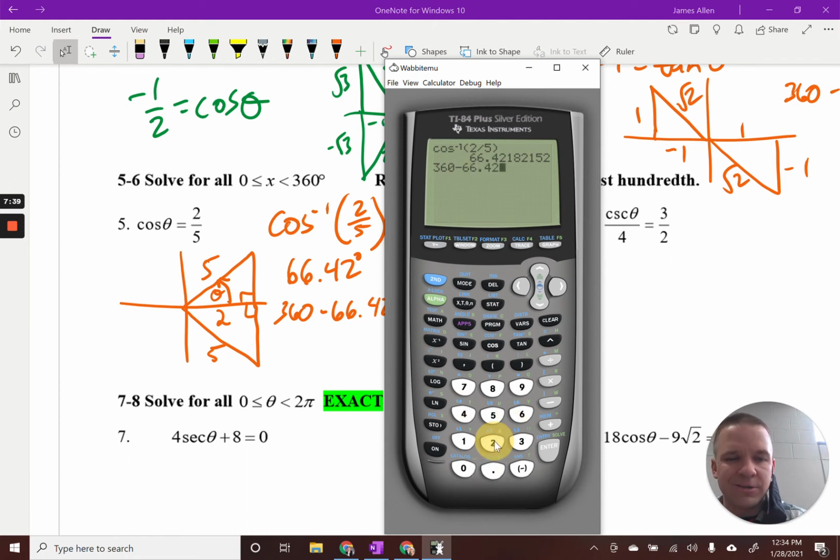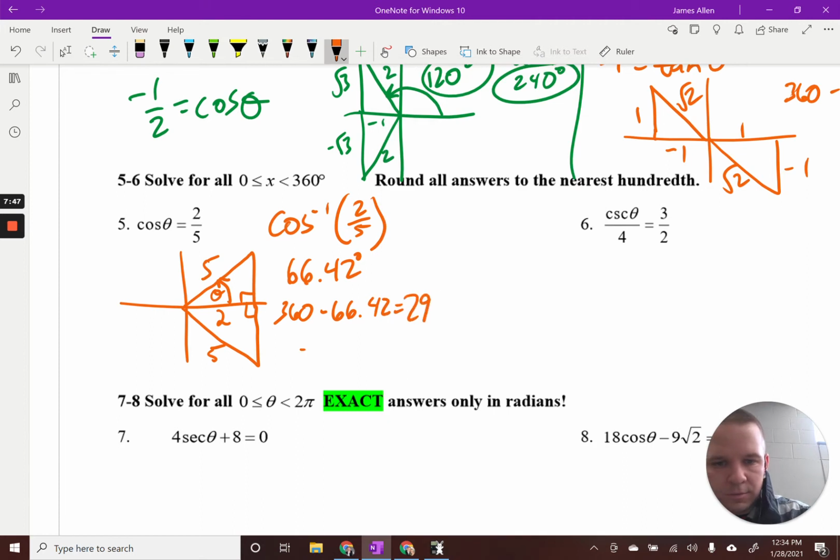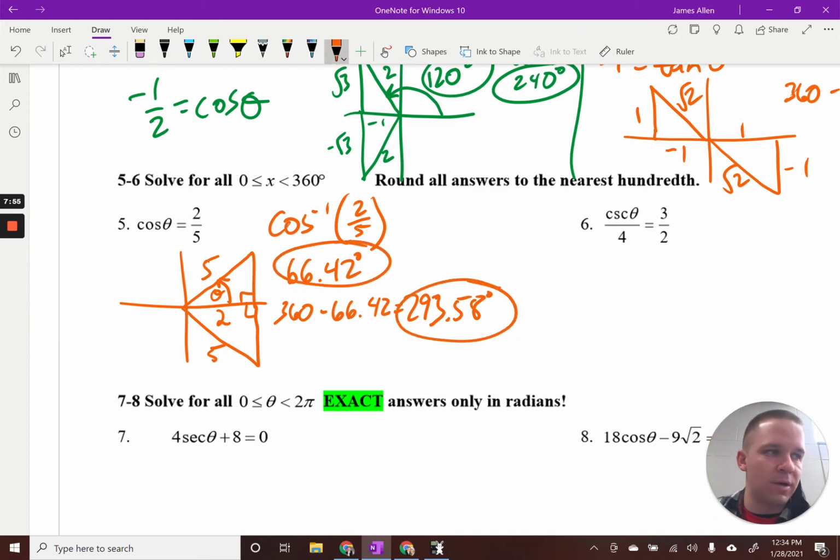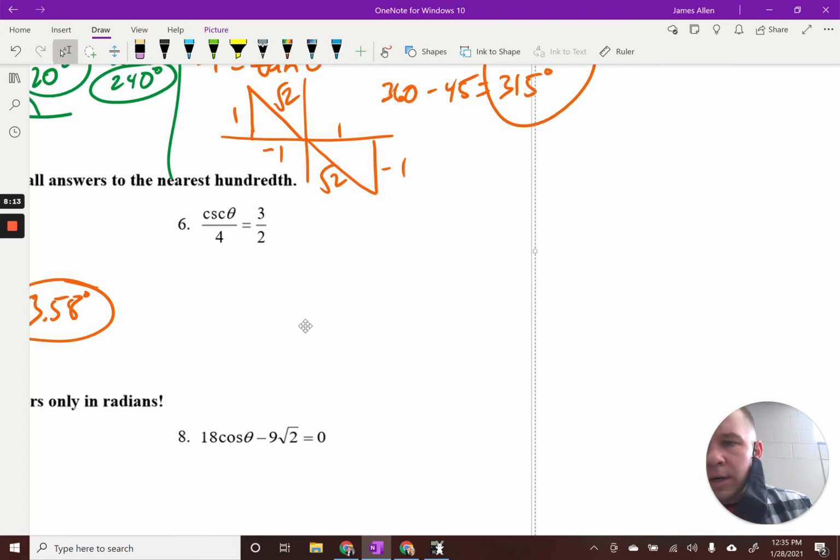Man, I feel like I should have been doing this in my head. All righty. 293.58 degrees. And I'm forgetting, I actually have my notes off to the side here with the answers. So, I guess I could have just done that. But there we go. There's our two answers. So it was first, isolate the trig function, do the inverse of it in your calculator to get your reference angle, and then you can position that accordingly. Awesome.